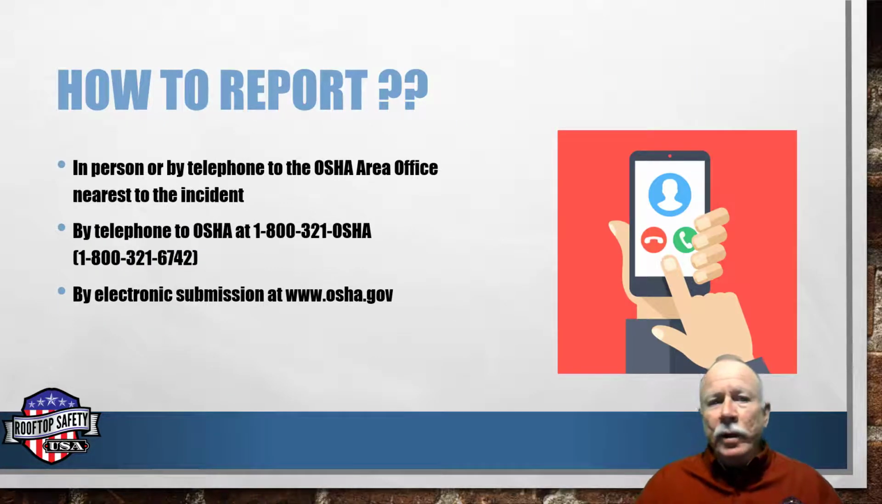So how do we report? You can report in person or by telephone to the OSHA area office nearest the incident. You can probably Google up, OSHA office near me. You can report it directly to OSHA at 800-321-6742 and also electronically at osha.gov. So, if you're required to do reporting, make sure you do it. It is important that you get that done.